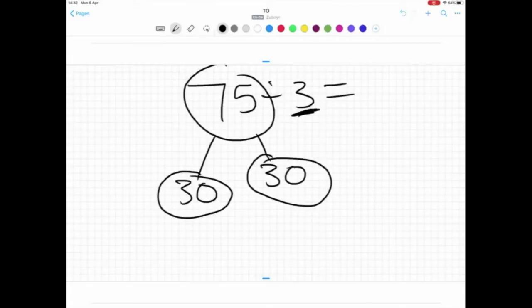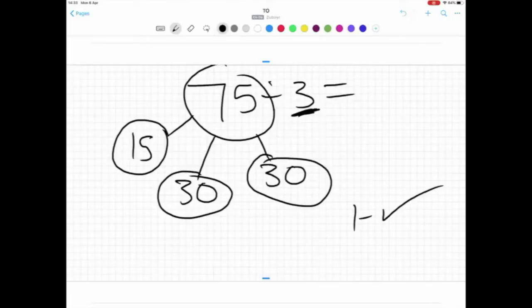So I've got 30 and 60 so far. And what have I got left over? 75 take away 60. I know that I need to add 15 more on. And we'll find out whether 15 is in the 3 times table or not. So step number 1, we've done. Step number 2 now. Let's divide them separately.